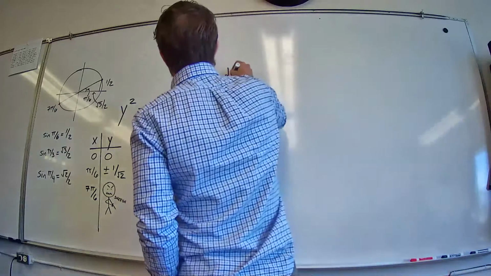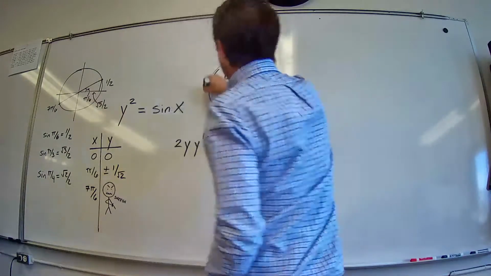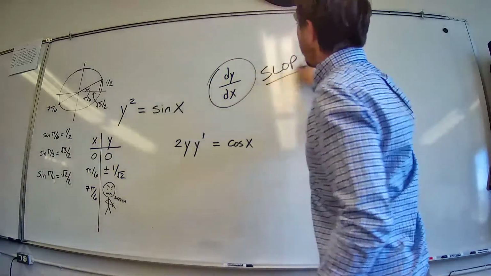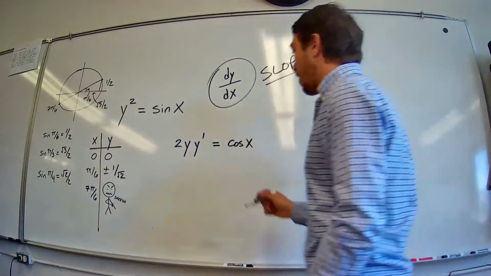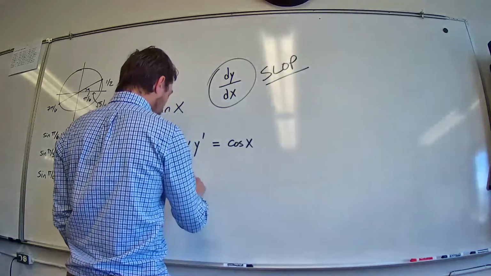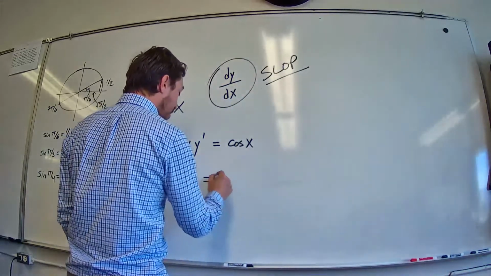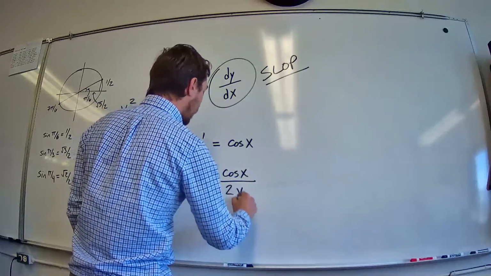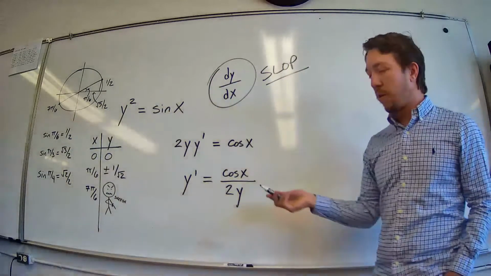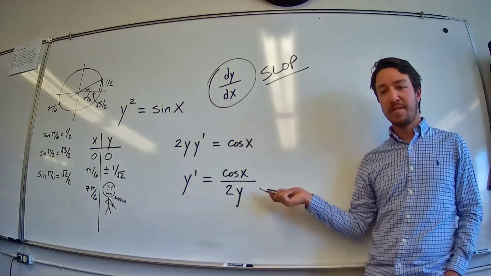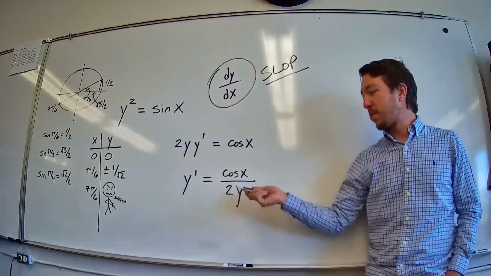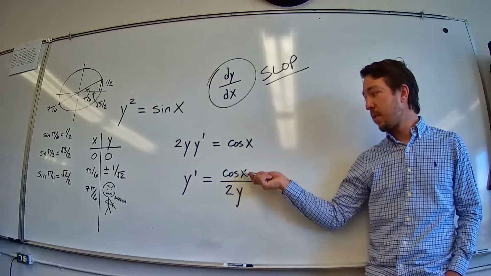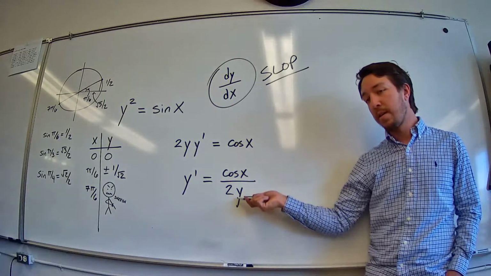This time we're looking for dy over dx, the slope, with respect to x. So this would be my equation: y prime is equal to the cosine of x divided by 2y.